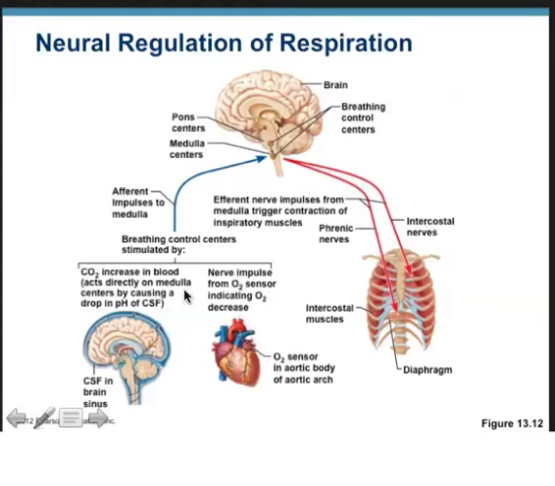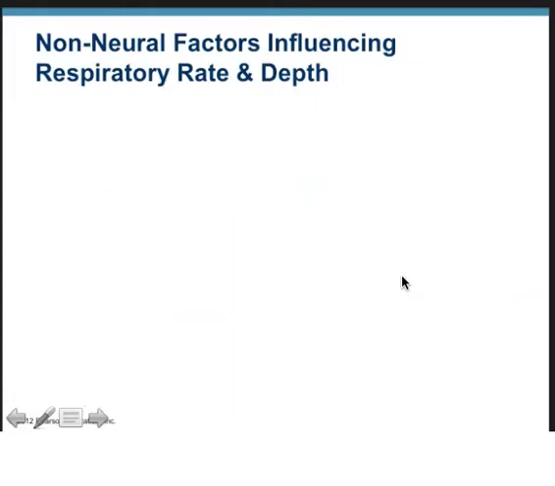Other stimuli that can trigger an increase in breathing rate come from oxygen sensors that are in the aorta and the carotid bodies that are in the carotid arteries that sense a drop in oxygen. They too can fire afferent impulses to the medulla, which in turn is going to accelerate the breathing rate in order to increase the amount of oxygen loaded into the blood per unit time, and as a result pay our oxygen and as a result our energy debt.